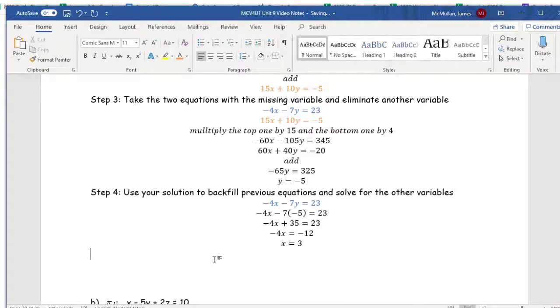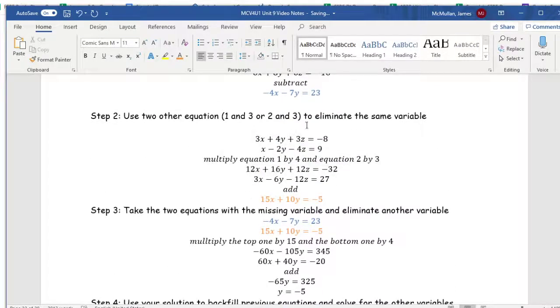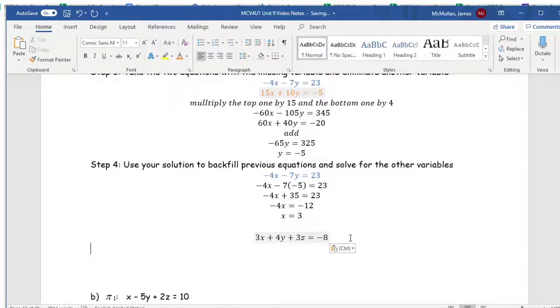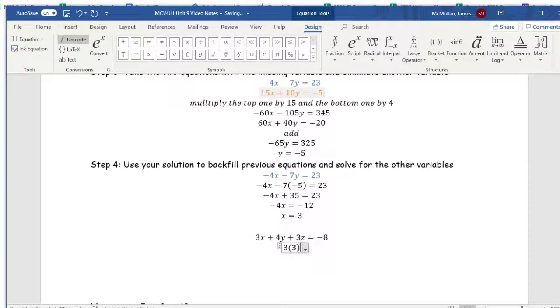Okay, and then we'll do the same thing with z. So we'll just go back up to whichever equation. Doesn't matter, you could pick any of them. So go back to this one. We'll go 3 times 3 plus 4 times negative 5 plus 3 times z equals negative 8. So 9, take away 20 plus 3z equals negative 8. 20 goes over to the other side to make 12. 9 goes over to the other side to make 3, so 3z equals 3, so z equals 1.